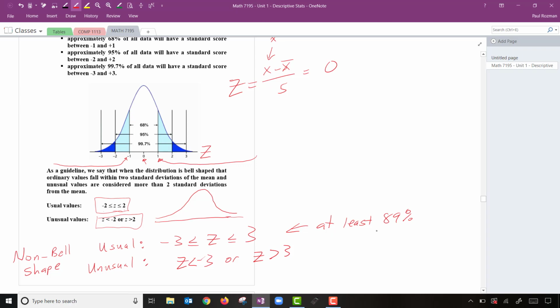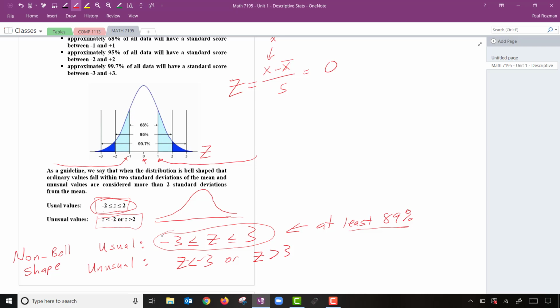Generally, the percentages, you have to draw sort of a weird distribution to get anywhere down as low as 89. Usually it's much higher. So I think this is a pretty good rule to go by. Generally, if you know that your data is bell-shaped, maybe use a rule of -2 to +2. And if you know that it is not bell-shaped, use -3 to +3. Or if you don't know the shape at all, use -3 to +3 to be more conservative.